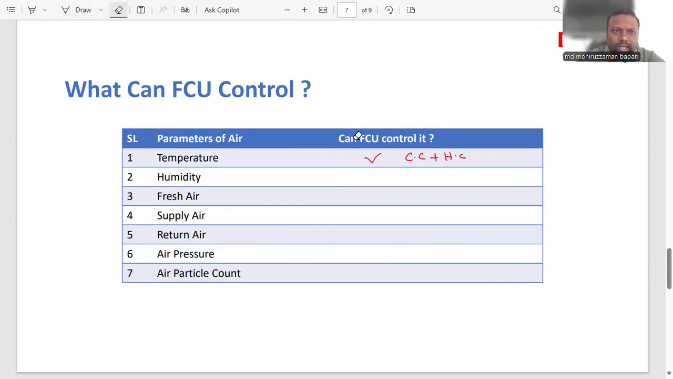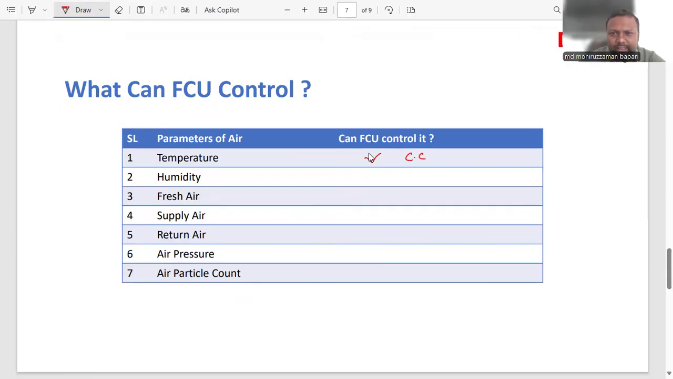However, in most cases, if you are living in a hot and humid country, you usually have only a cooling coil. In that case, the fan coil unit cannot control the temperature. It can lower the temperature, but it cannot increase it. So when we say controlling temperature, it means the fan coil unit should effectively bring down the temperature, as well as bring the temperature up.